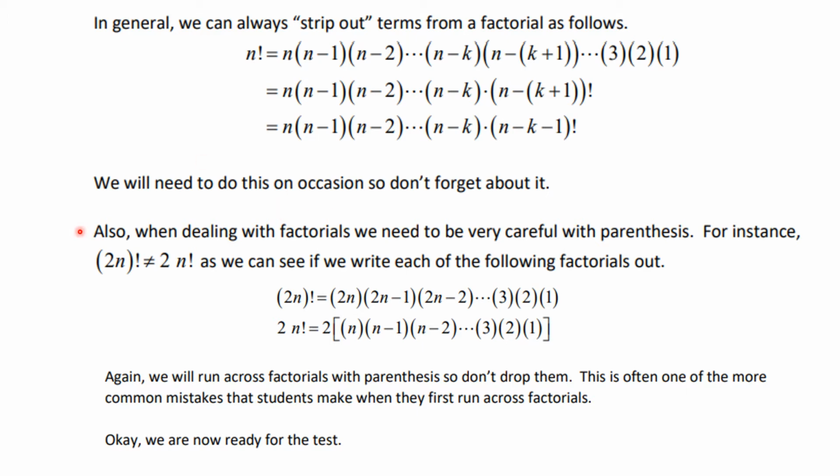Also, when dealing with factorials, we need to be very careful about parentheses. For example, 2n whole factorial does not equal 2 times n factorial, because 2n whole factorial is 2n times 2n minus 1 times 2n minus 2 ... all the way down to 1. Whereas 2 times n factorial is 2 on the outside, and then it is 1 times 2 times 3 all the way up to n. These two numbers are not equal. This is often one of the more common mistakes students make, is to assume something like this, so be very careful. So now let's tell you what the ratio test is.